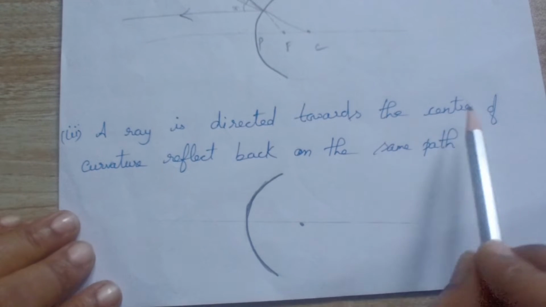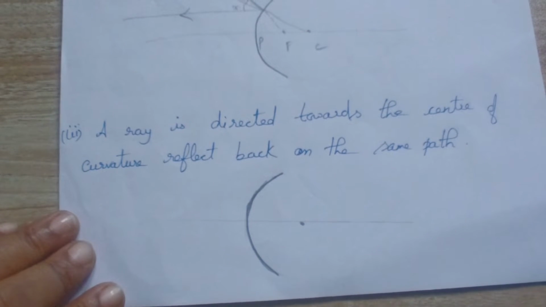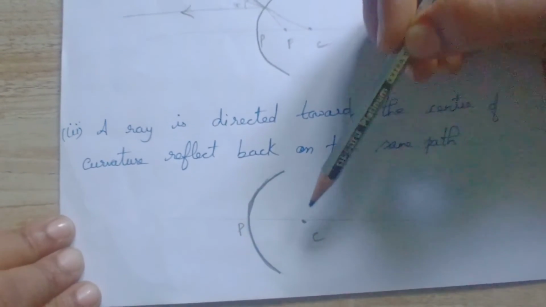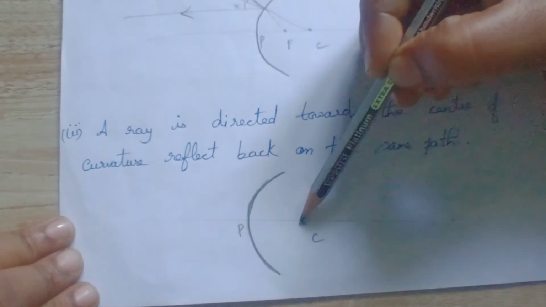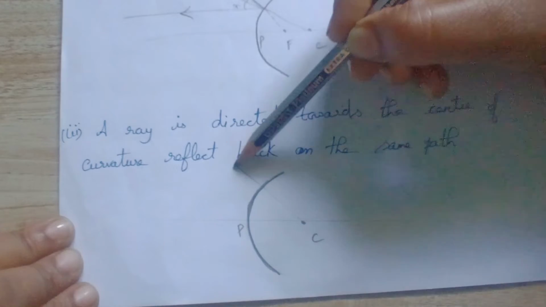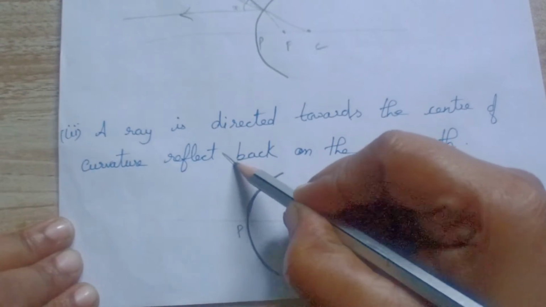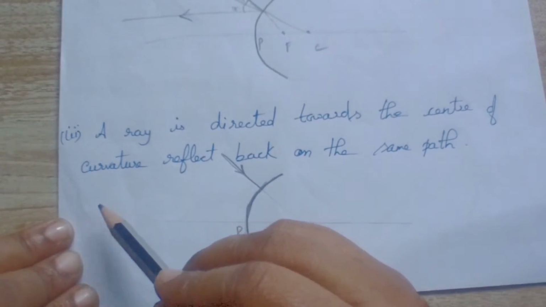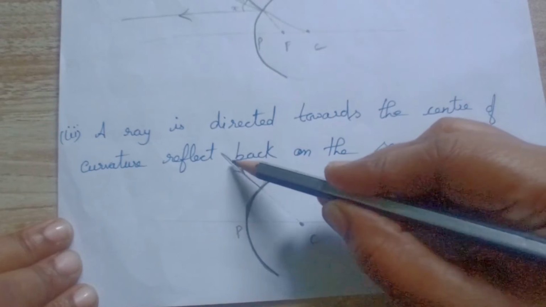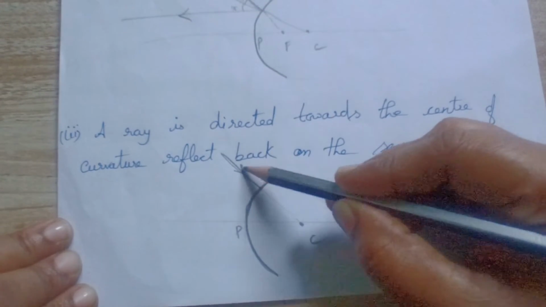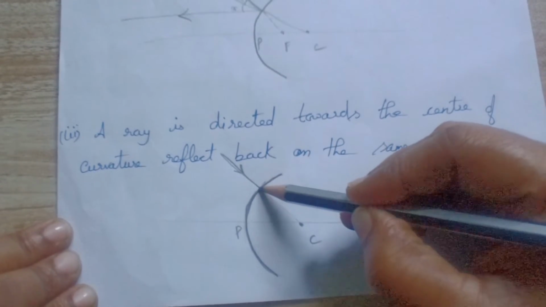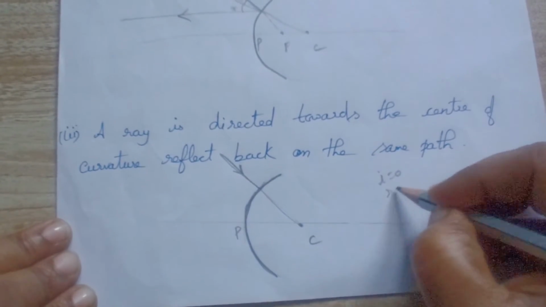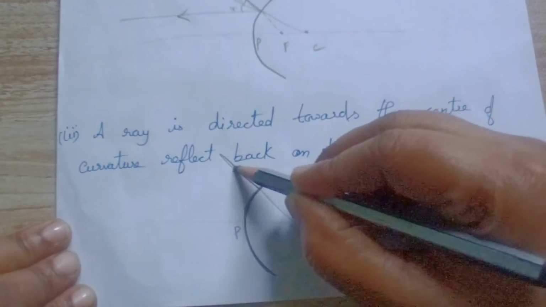A ray directed towards the center of curvature is reflected back on the same path. So this is your pole, this is your center of curvature. For example, when a ray is directed towards the center of curvature, it will strike the mirror and be reflected back. So this is your incident ray. What is the incident angle? The incident angle is i equals 0, so r will also be equal to 0. So it will reflect back along the same path.